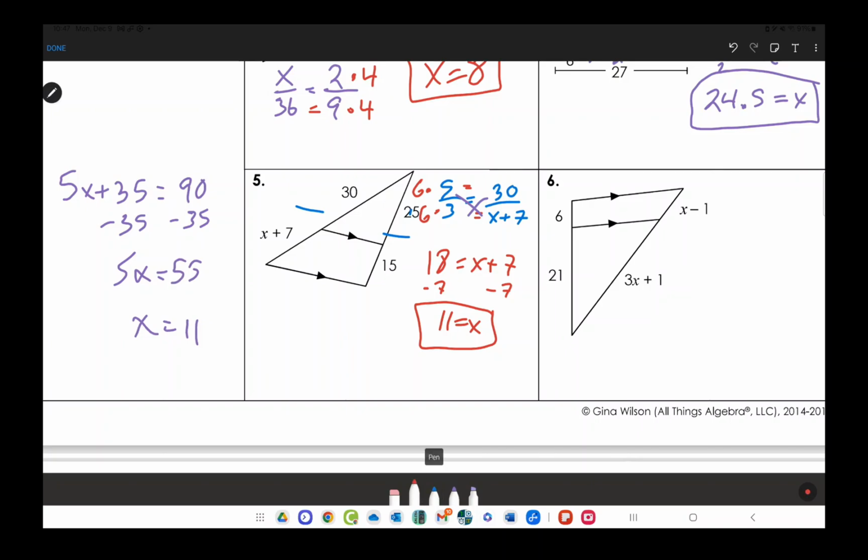All right. So here, set up fractions. Again, we can reduce 6 and 21, reduced by 3 to be 2 over 7. So 2 over 7 is equal to x minus 1 over 3x plus 1. So here we have to cross multiply. We have 7x minus 7 is equal to 6x plus 2. Subtract 6x. x minus 7 equals 2, and if we add 7 over, x equals 9.